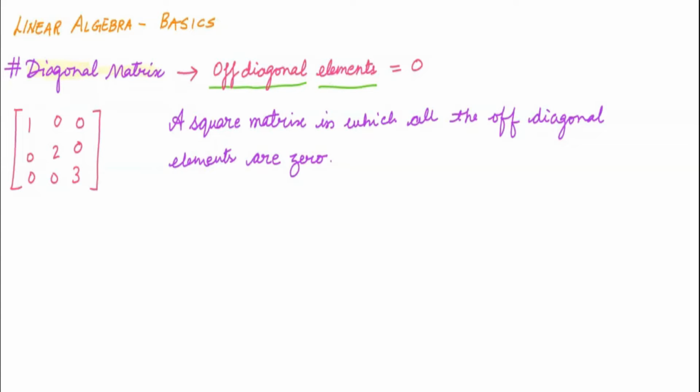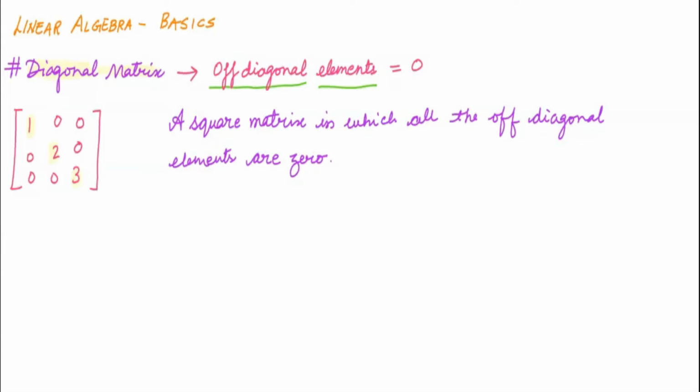Now, one important thing: what about the diagonal elements? The diagonal elements can be 0 or non-zero, it depends. But the diagonal matrix concept lies over the off-diagonal elements. That means if the off-diagonal elements are 0, then it's a diagonal matrix.